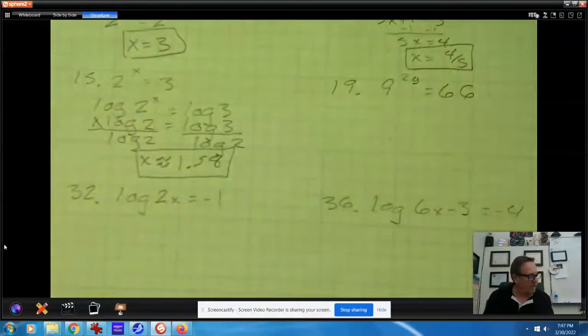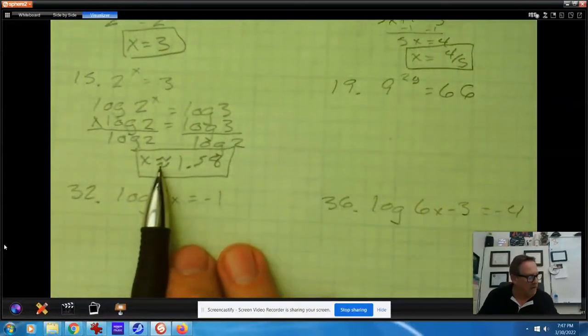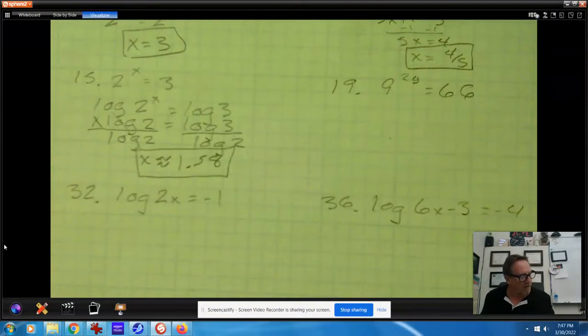I was just looking to see what your book is expecting us to do. Find number 15. They wrote it out to more decimal places. They put 1.5850 because I guess they're asking us to round to the nearest 10,000th. So I guess we should have gone out one more spot.